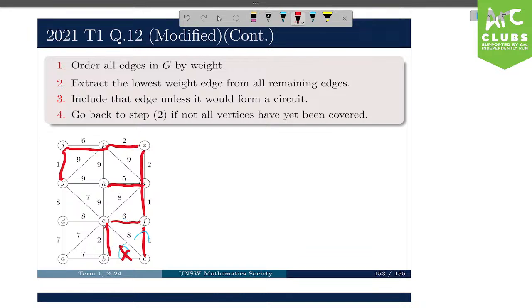So don't include this 7. I won't cross all of them out. But you can see if you keep on doing this, I might include this 7, don't include that, include this 7, and don't include that 7 over there. Okay, cool. Now I look at all the 8s.